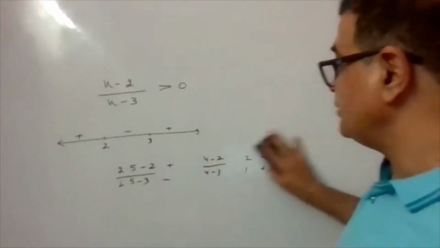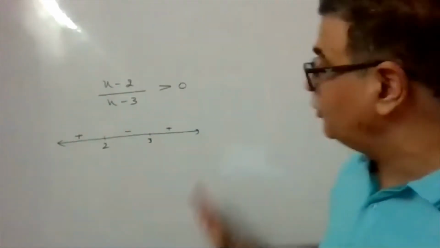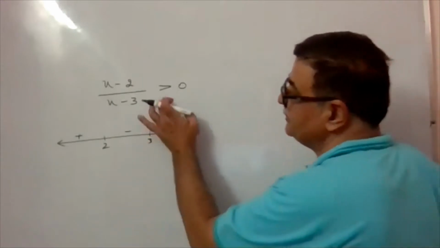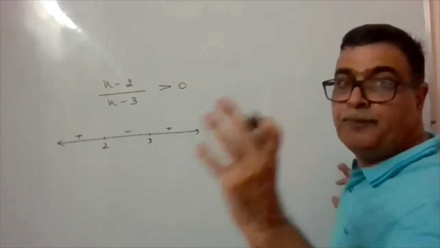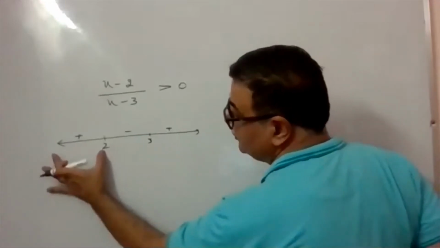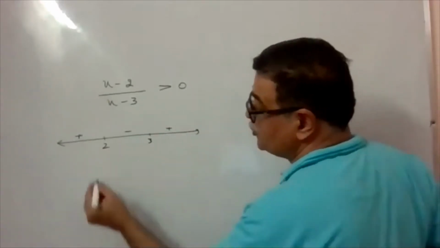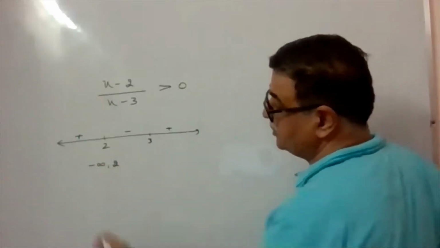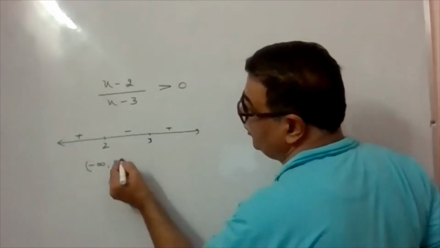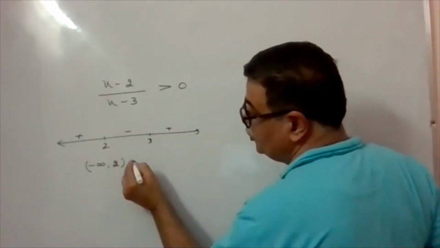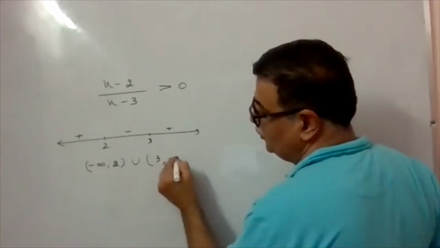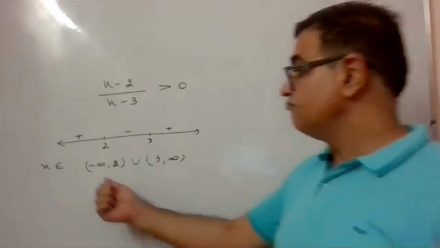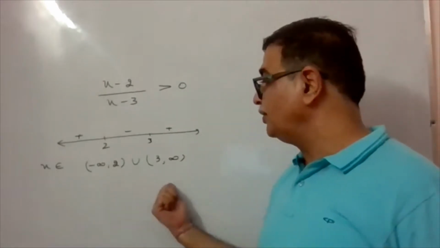So whenever this type of question is there, please put the number line and put the sign according to their values. And what you want in the question is greater than 0. Greater than 0 means we want a positive number. Positive number means either this part or this part. So what I should do here in this case, it will be minus infinity to 2. 2 will not be included because it is not 0 here. Union 3 to infinity. That will be your answer. x belongs to minus infinity to 2, union 3 to infinity.